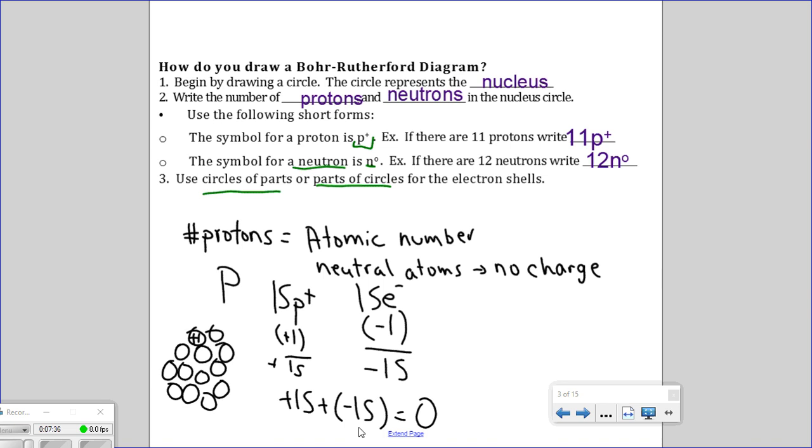When you start to change the number of electrons, increasing the number of electrons, this overall charge on the atom can change to a -1. And then if you decrease the number of electrons within the atom, this can change the overall charge on the atom to +1. So the charge on the atom can change depending on the number of electrons around the nucleus.